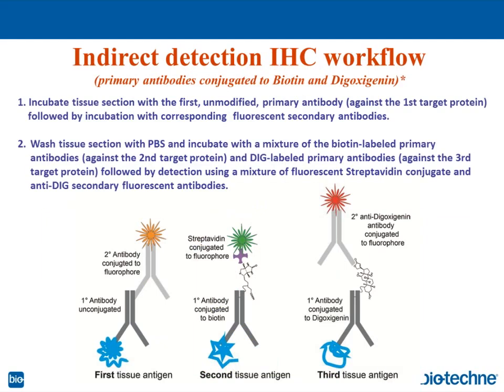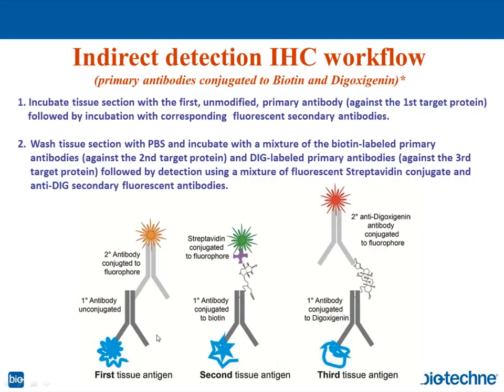We can conjugate primary antibodies to haptens, so-called biotin, which is used quite often in immunohistochemistry, or we can use digoxigenin to put on the primary antibodies. Digoxigenin is not an animal protein, it's found in plants. That's why if we use anti-digoxigenin secondary antibodies, there's virtually no cross-reactivity or background staining with cells and tissues. So now we have two primary antibodies, one conjugated to biotin and another one to digoxigenin.